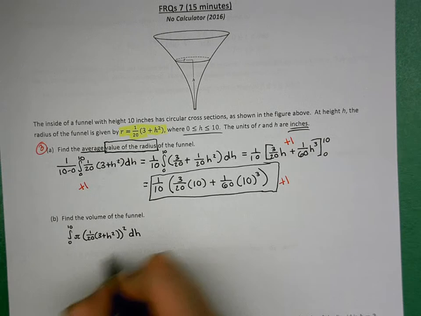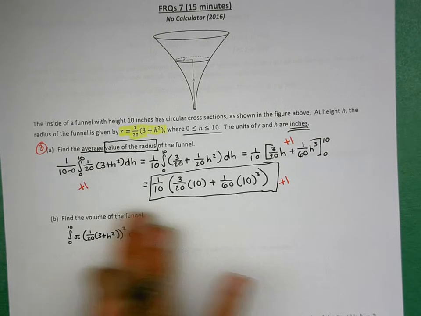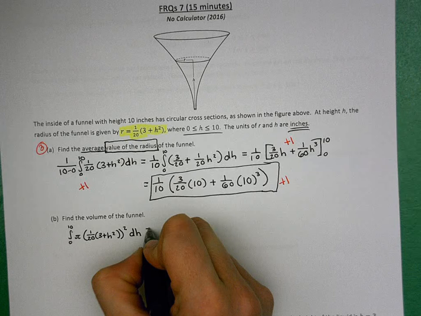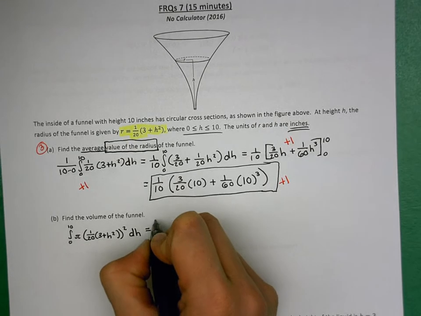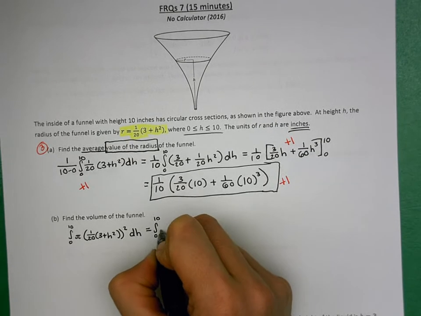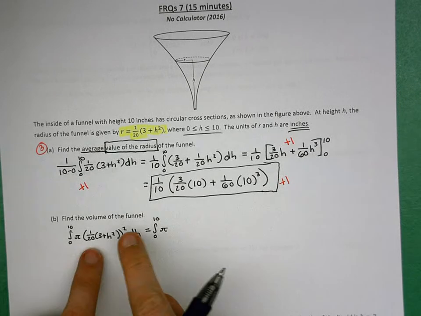And so for me, this looks really ugly. I myself don't really like working with that. And so I'm going to do a couple of things here to clean this up a little bit. So I've got my pi here. I'm going to go ahead and square this.